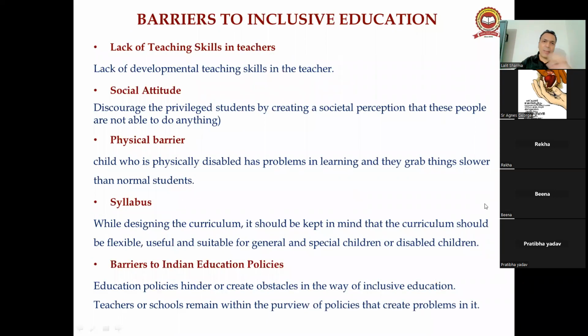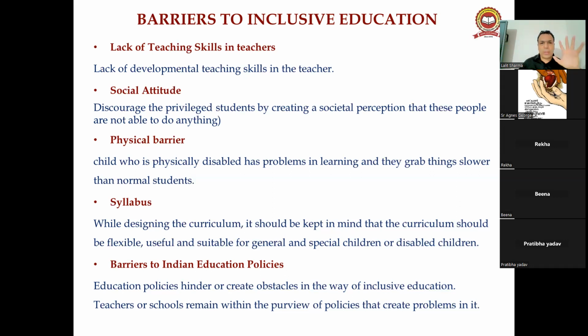Now we talk about the barriers. This is the important part. I think in this paper these questions would come, because last time the questions were: what do you understand by inclusive education, and write the need and importance of inclusive education. But the second part, what are the barriers, did not come. So there is a chance this topic will come: what are the barriers of inclusive education, and how can they be removed.